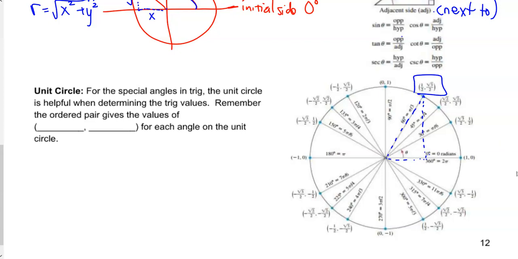I would by no means memorize all of this. I know that some teachers teach kids to do that. I am not one. I like to know the first quadrant.